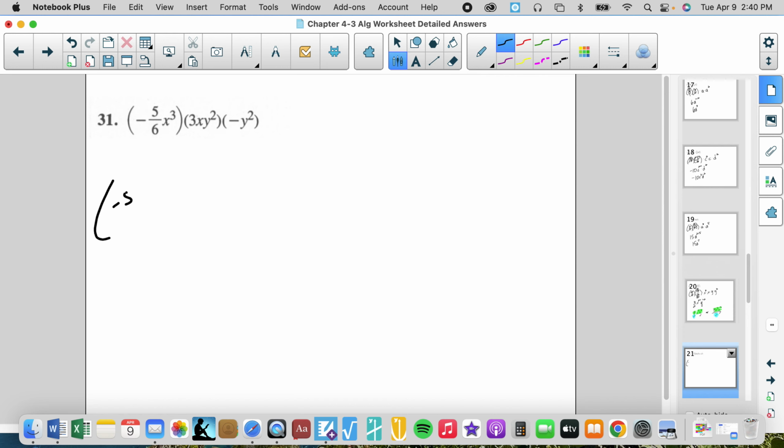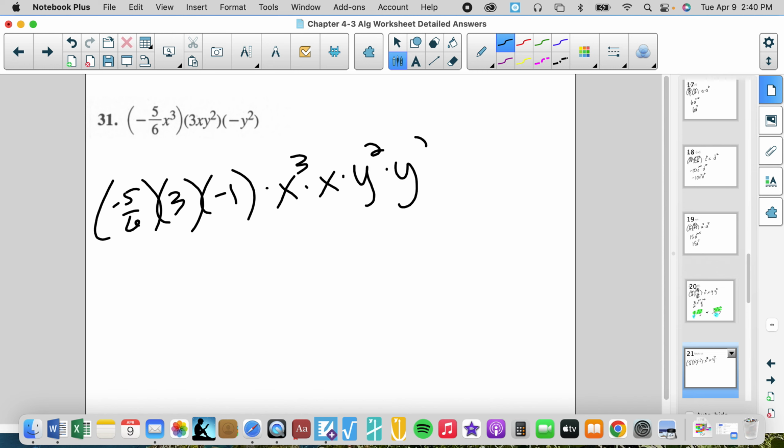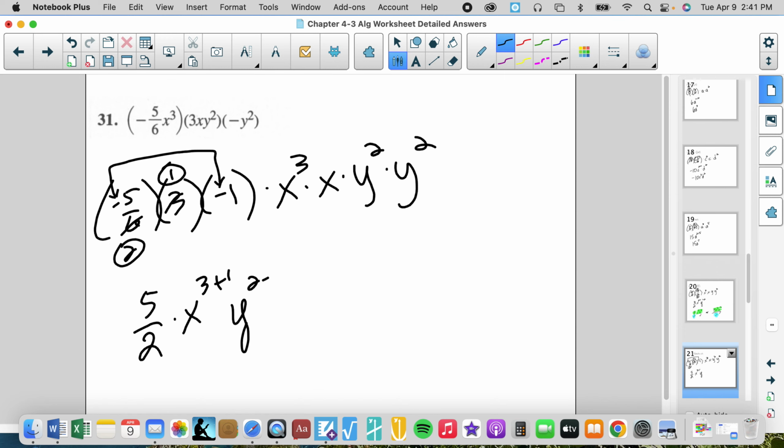Coefficients: negative 5/6, 3, negative 1. Let's deal with our variables. X to the third times x. We have y squared times y squared. The 6 in the denominator will cancel with the 3 in the numerator. That gives us negative, not negative, because the 2 negatives make a positive. So 5/2, x to the 3 plus 1, y to the 2 plus 2.